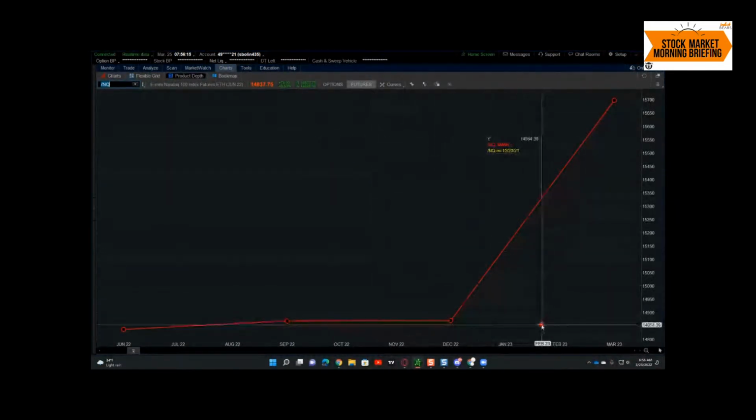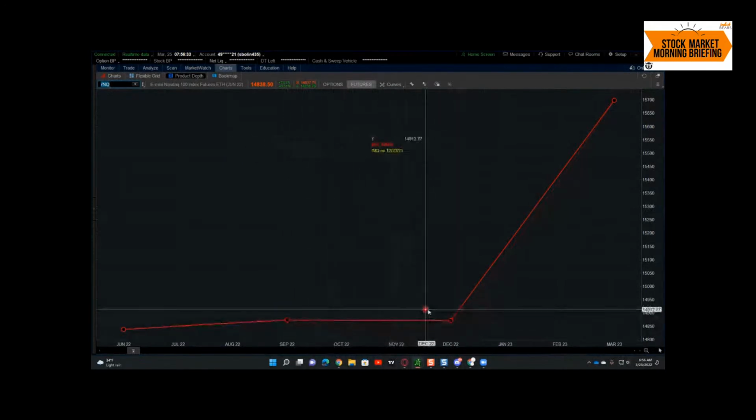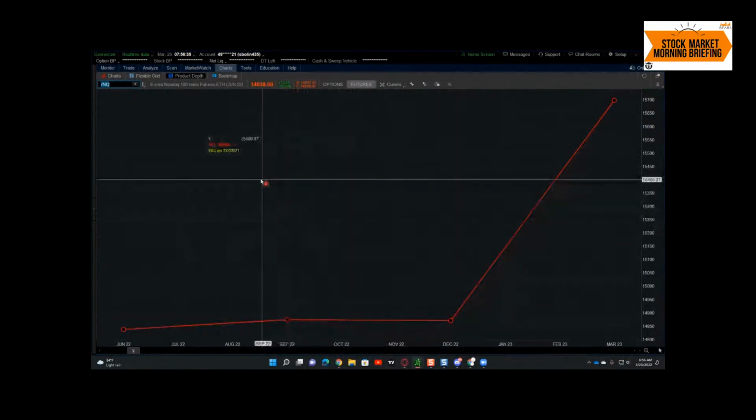So 15,700 by March 2023. Seems pretty extreme, doesn't it? Oh yeah, that is contango in its finest. By December, we're looking at 14,885. Now September to December seems basically flat.